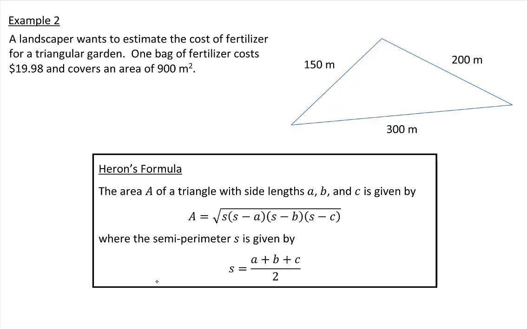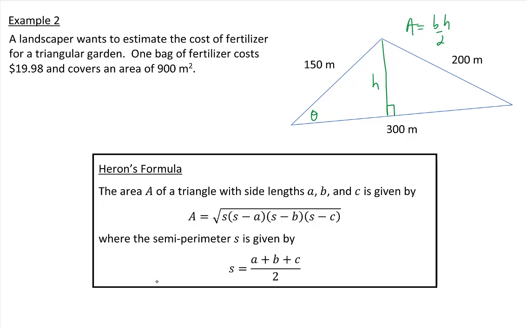Example 2. A landscaper wants to estimate the cost of fertilizer for a triangular garden. One bag of fertilizer costs $19.98 and covers an area of 900 meters squared. So if we want to find the area of a triangle, there are multiple ways to do so. One method, recall, is that the area of a triangle is base times height divided by 2. But this means you need to find the height of this triangle, which requires that we would need the cosine law to find an angle, and then one of our primary trig ratios to find the height.